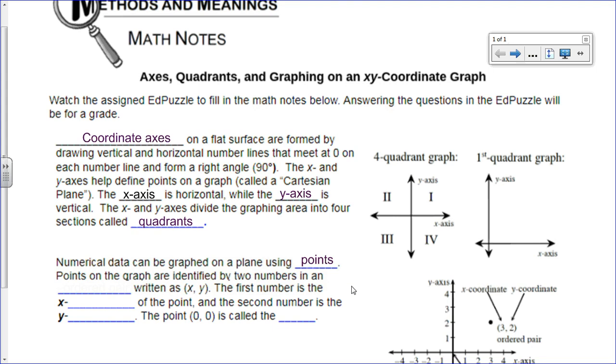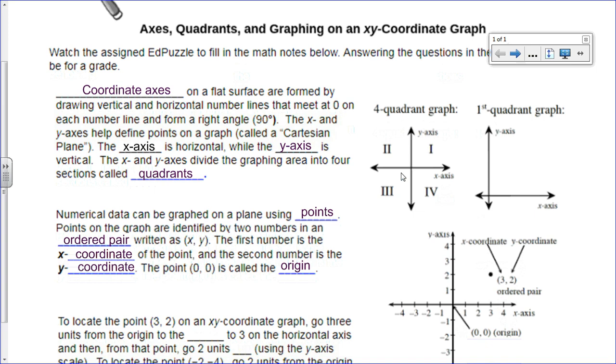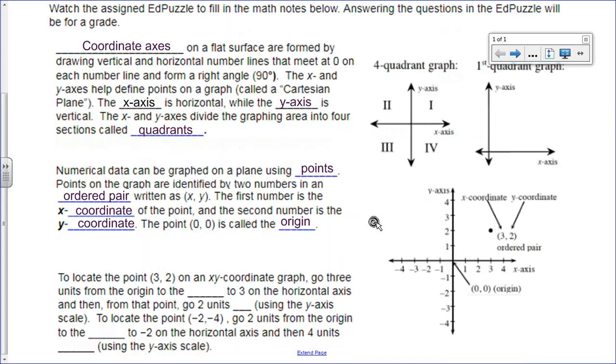Points on the graph are identified by 2 numbers in an ordered pair written (x, y), where x tells you which way, right or left, to go on the x-axis. The y tells you which way to go, up or down, on the y-axis. The first number is the x-coordinate of the point, and the second number is the y-coordinate. The point (0, 0) is called the origin. So anytime we're talking about this point right in the middle, we'll refer to it as the origin. It's also where you're going to start when you're graphing.